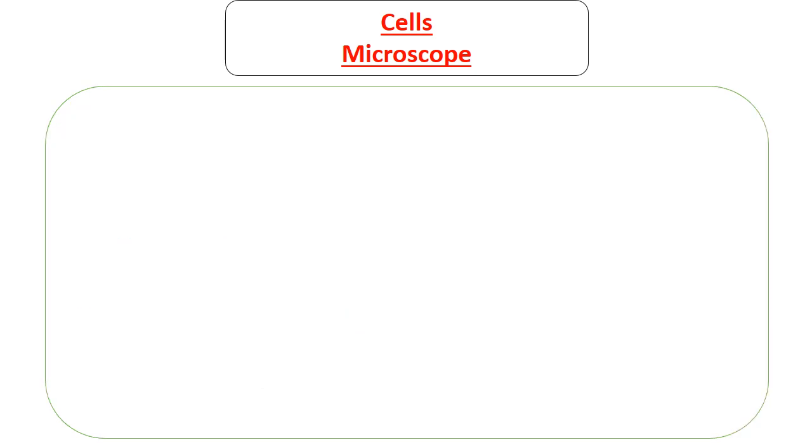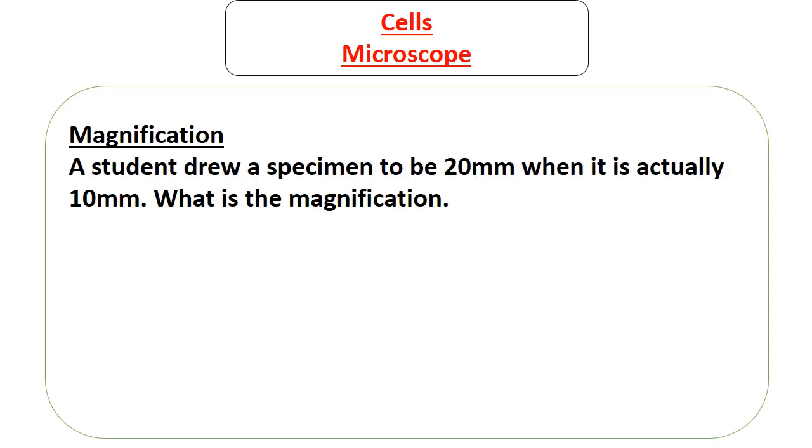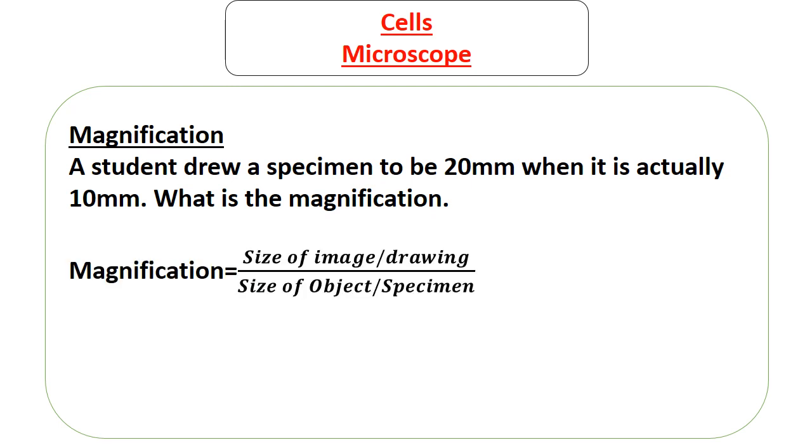So here is an example. The question says a student drew a specimen to be 20 millimeters when it is actually 10 millimeters. What is the magnification? So the drawing was 20 millimeters, but the actual specimen or object is 10 millimeters. How do we calculate magnification? So we recall the formula: magnification is equal to size of image or drawing over size of object or specimen. What is the size of image or drawing in this case? So the student had drawn 20 millimeters, so the size of the drawing is 20 millimeters, and the actual size of the object or specimen, like I said before, is 10 millimeters.